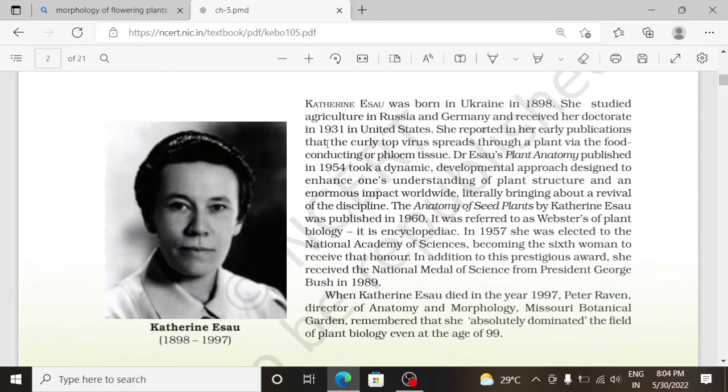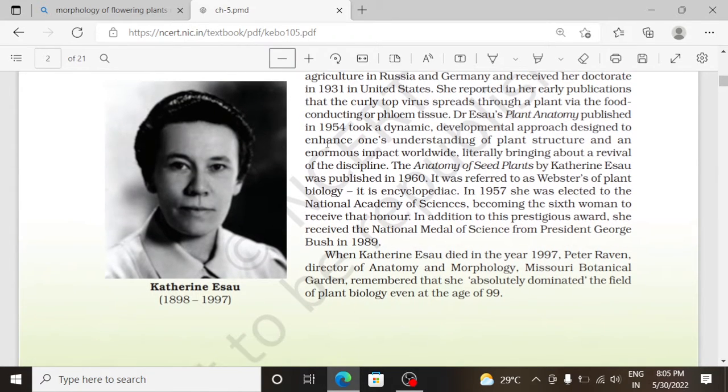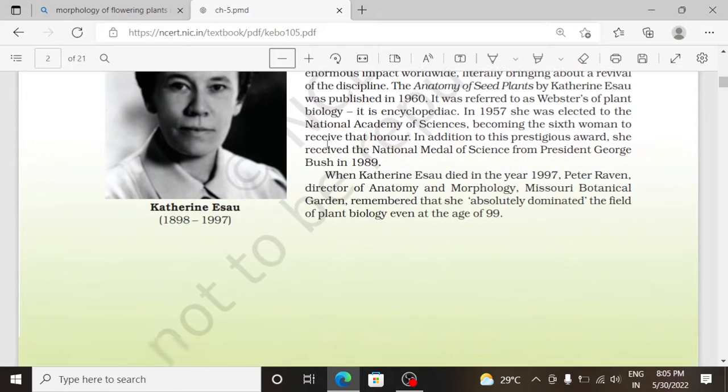The Anatomy of Seed Plants by Katherine Esau was published in 1960. It was referred to as the Webster's of Plant Biology. It is encyclopedic. In 1957, she was elected to the National Academy of Sciences, becoming the 6th woman to receive that honor. In addition to this prestigious award, she received the National Medal of Science from President George Bush in 1989. When Katherine Esau died in 1997, Peter Raven, director of the Missouri Botanical Garden, remembered that she absolutely dominated the field of plant biology even at the age of 99.